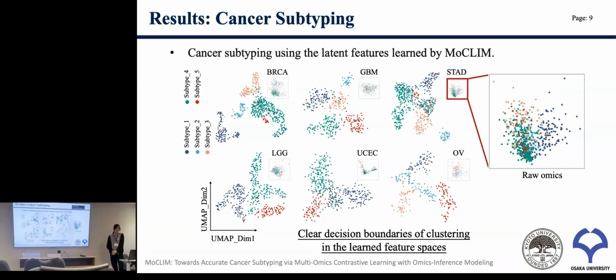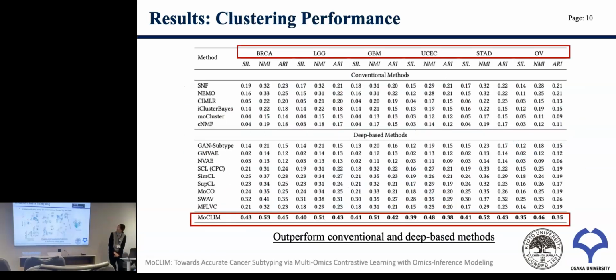The first result we want to show is the subtyping result. This is the latent feature space learned by our model. We can see that, compared with the data distributions from the raw omics data, our model makes clear distinction boundaries for all these clusters in the learned feature space. Like shown here, we use different colors to label the ground-truth cancer subtypes.